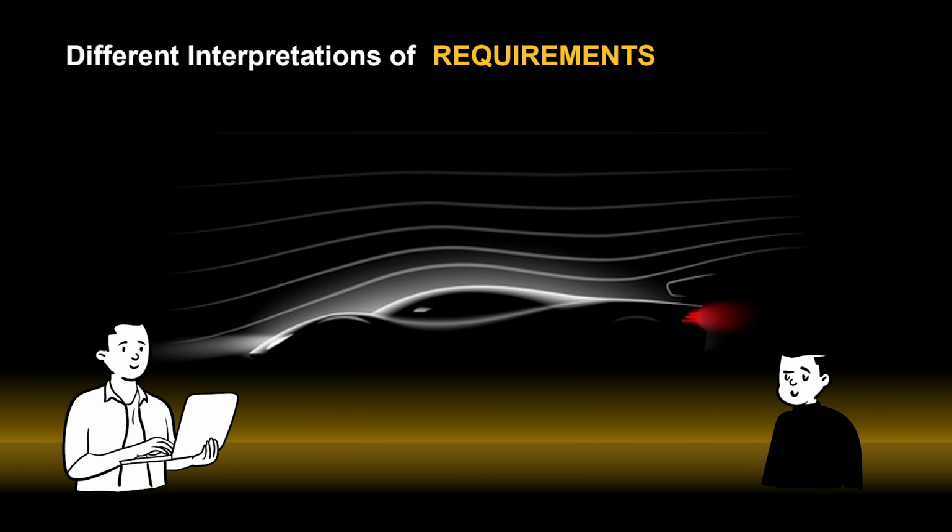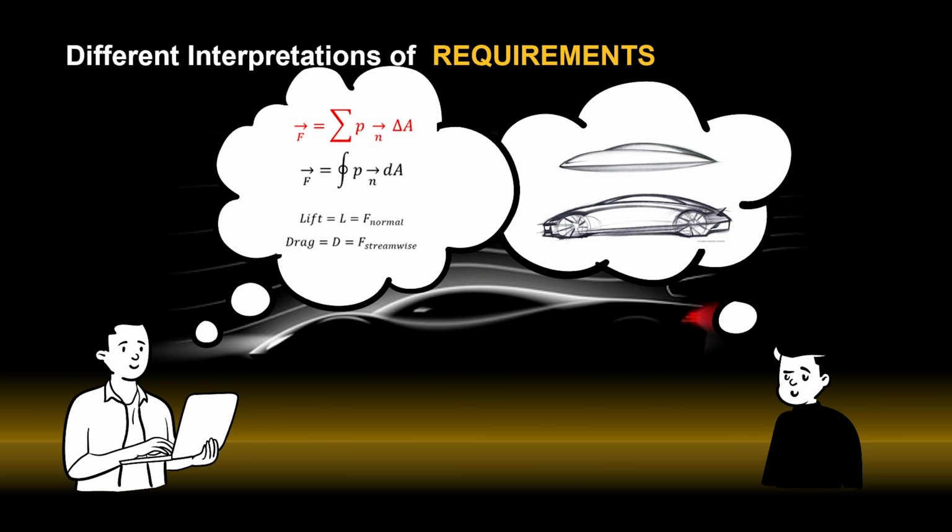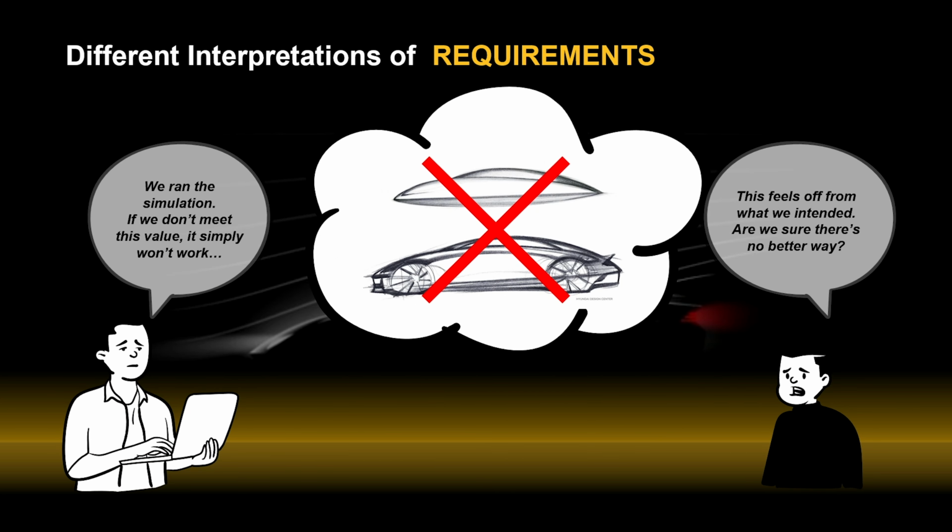One of the bigger issues we've noticed is that the same requirement can be seen very differently. The engineer may think in numbers and formulas. The designer thinks in shapes and lines. That gap in understanding leads to changes that technically pass, but don't match the original design intent.